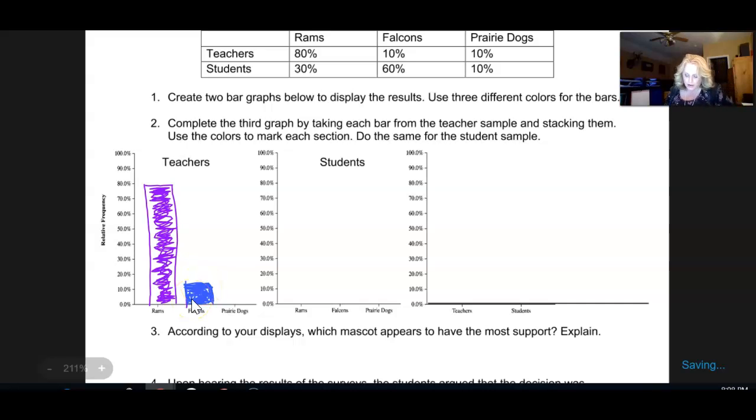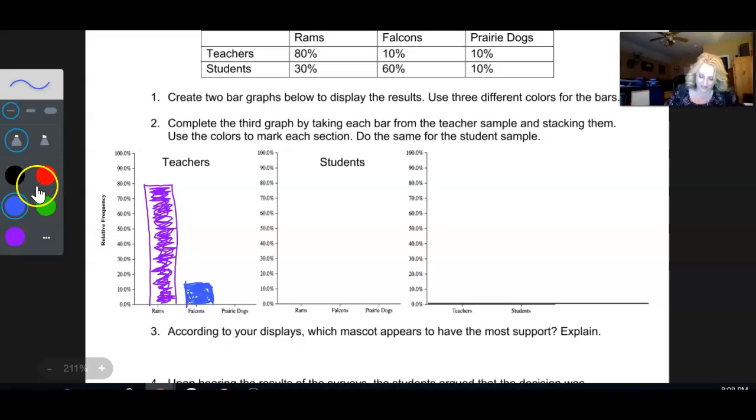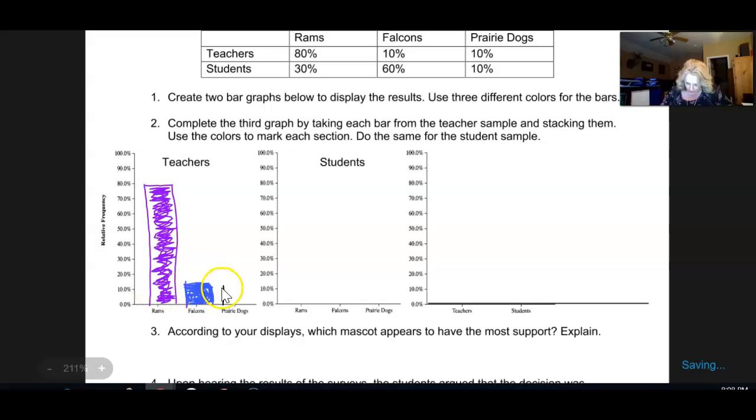All right, so there's the Falcons. They were at 10%, and then 10% of the teachers asked for Prairie Dogs, which is weird, but that's okay. So that's 10%, but teachers can be weird, so we'll go with it. Okay, and usually these bars, like I said, are the same width. All right, so there's the teachers.